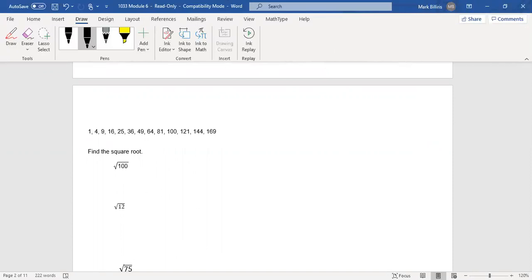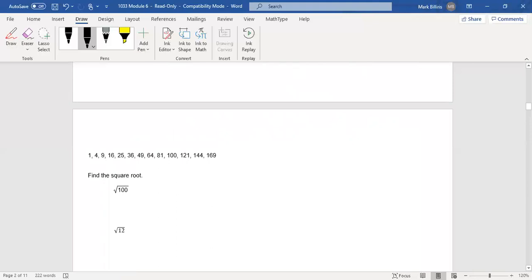How did I get those numbers? 1 is 1 times 1. 4 is 2 times 2. 9 is 3 times 3, etc. So when we look at the square root of a number, we use the radical sign.